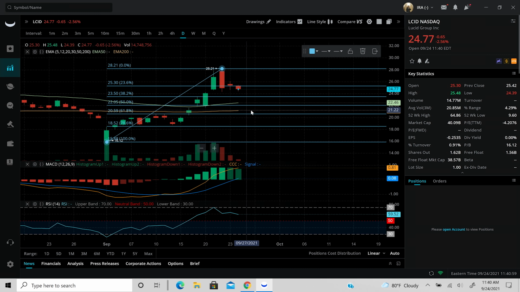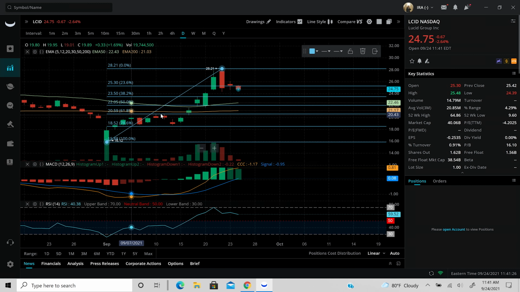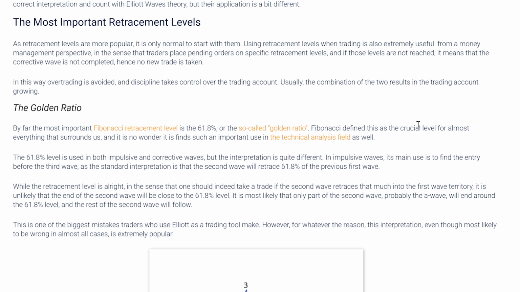Now, the idea here is if we see the price reach 38.2, you might want to buy, or see if it's acting as support for the price. If it is, then it might shoot back up, right? A lot of people like to use the 61.8, which is the golden ratio. By far the most important Fibonacci retracement level is 61.8, the so-called golden ratio. Fibonacci defined this as a crucial level for almost everything that surrounds us, and it's no wonder it finds such an important use in technical analysis.